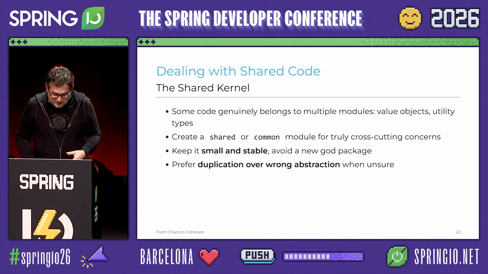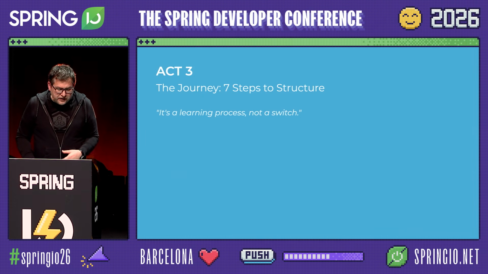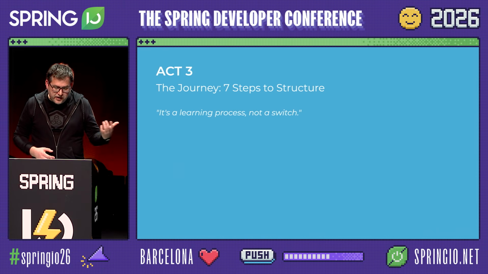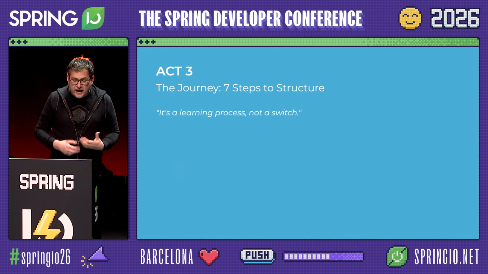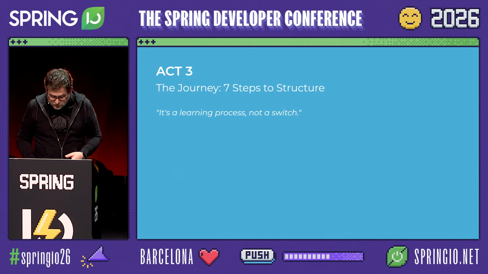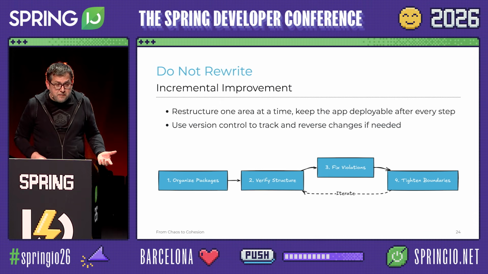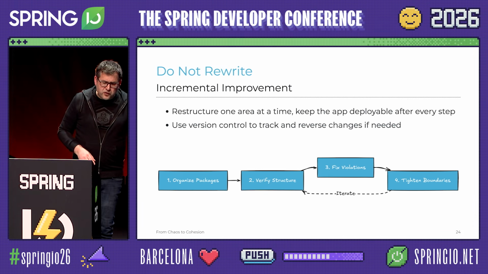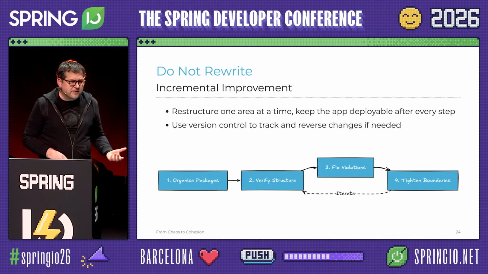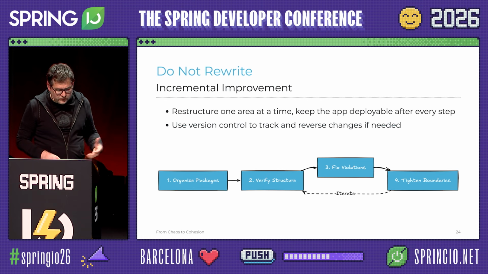Right, good. So let's go through the 7 steps where I can show you some examples of how we are going to add structure to an application. So imagine, as we said before, we are not going to rewrite the application. It's basically just moving code around.